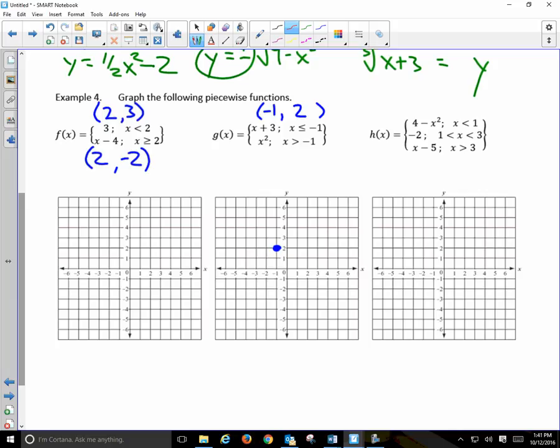Who said (0, 0)? Way to go, Terry. Yeah, you know that this thing is centered at (0, 0). So it looks like that. (2, 4) would be another point on there. (1, 1) would be a point on there. Okay?